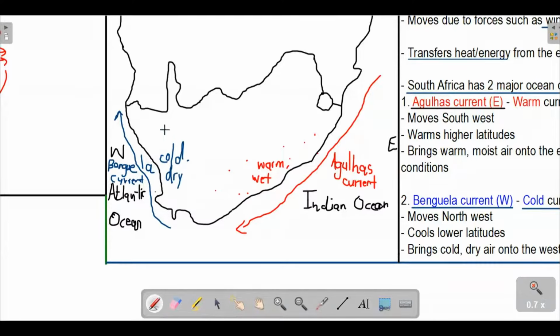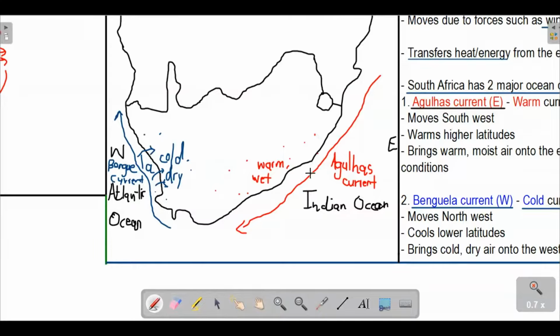That's why we have a desert on the western side, because you have a Benguela current there. It is very arid. You have an arid, semi-arid climate on the western side, and the Benguela current has a major effect on that. It also brings in cold and dry air. These currents influence the air they bring towards the side of the continent.